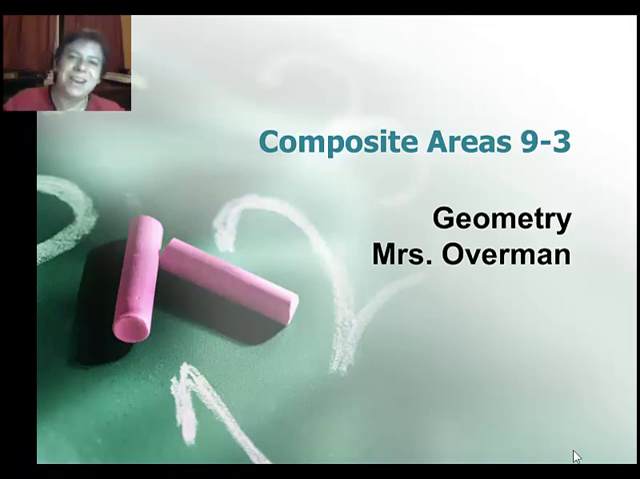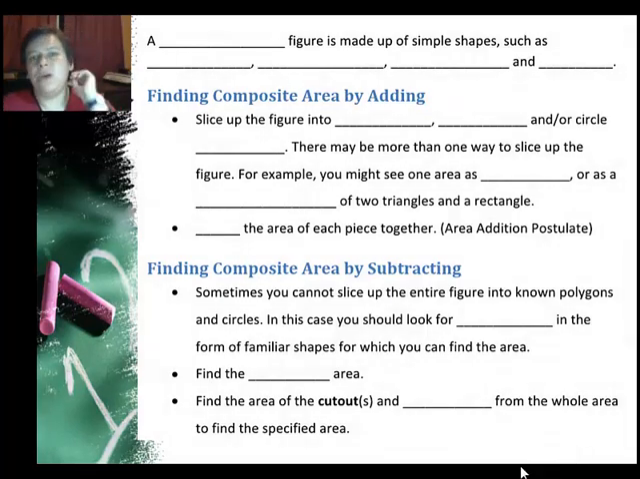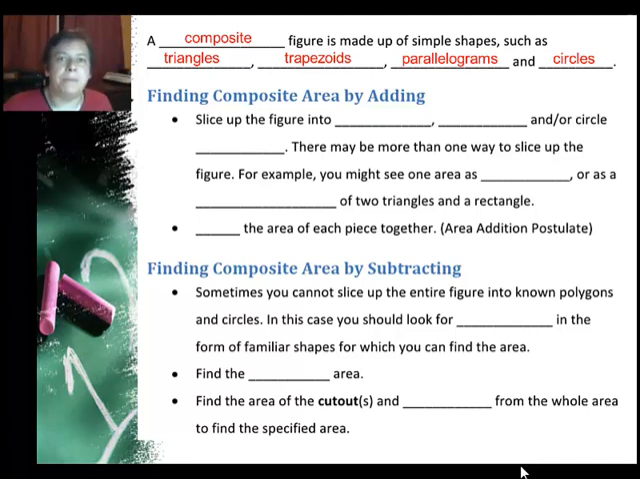So his little area was actually a little cutout, and that's kind of what we'll be looking at on some of these problems with composite area. So first of all, a composite figure is made up of simple shapes. They can be triangles, trapezoids, parallelograms, and circles.